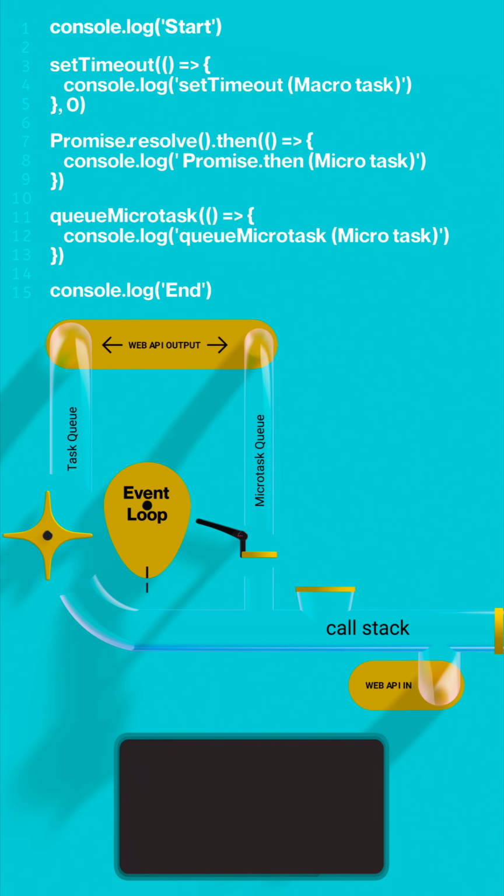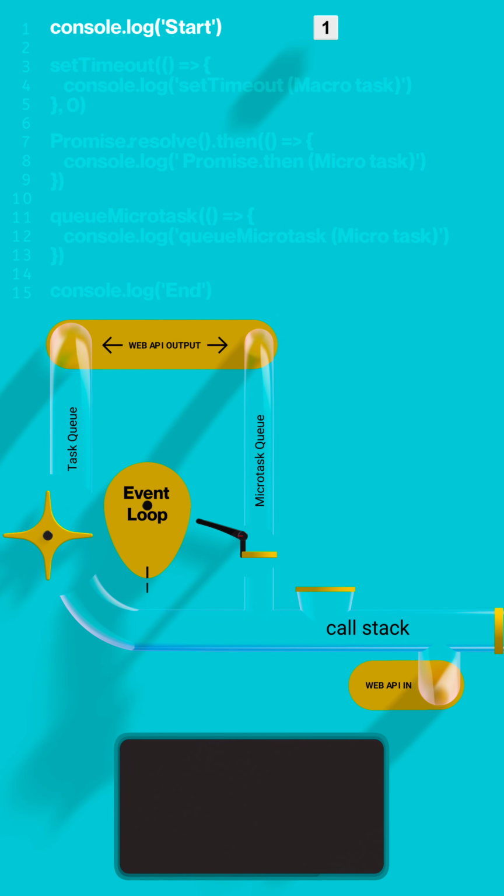So, it's time to explain how the event loop works in JavaScript using our simple example. And we'll do it in 100 seconds. Let's go. First, the synchronous code executes. console.log('start') from the first line enters the call stack, and we see the message "start" on the screen.